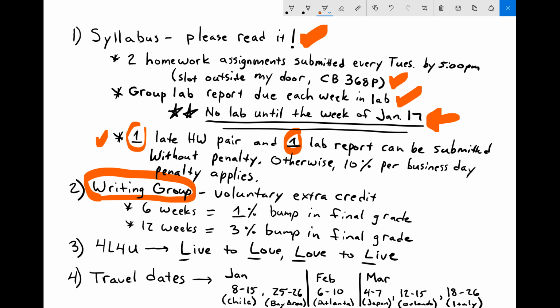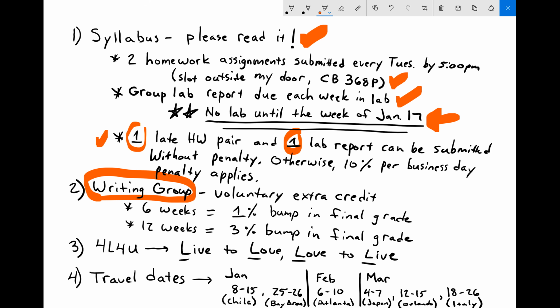So to do that, what I've done is I've set up a program where if you attend at least 6 weeks of writing group and participate, I'll give you a 1% bump in your final grade. If you attend and participate in at least 12 weeks of writing group, I'm going to give you a 3% bump in your final grade. That's a full half grade improvement in your final grade. And so that can make a big difference.